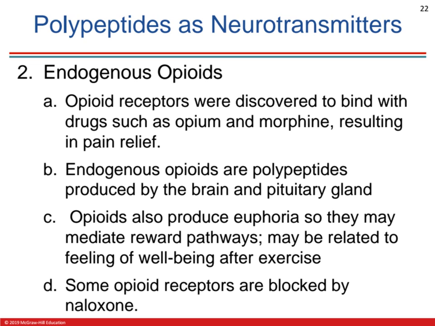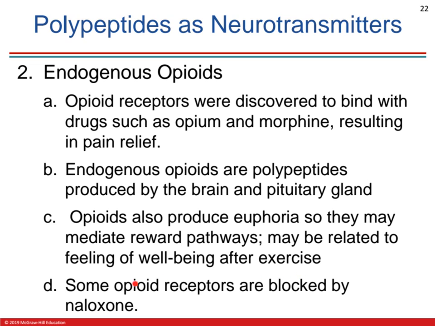So these endogenous opioids are polypeptides. So they're small chains of amino acids produced by the brain. They can also be produced by the pituitary gland. Opioids produce euphoria, so they may mediate reward pathways. And they may be related to a feeling of well-being after exercise.